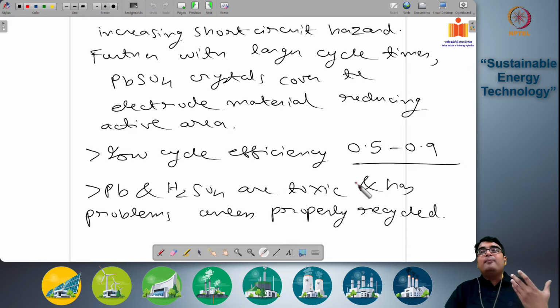So typically people want to move away from lead oxide batteries despite their long use and established technology, because of these problems, not least the environmental sustainability issues of using lead and sulfuric acid in the first place. Okay.